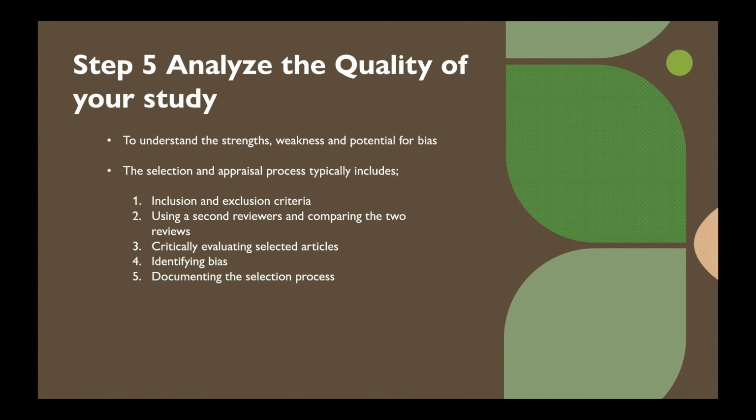Step number 5 is you want to analyze the quality of your study. So this is where you look at how good those papers actually are. Also, at the strengths and weaknesses and any bias that may be implicated in that particular research.